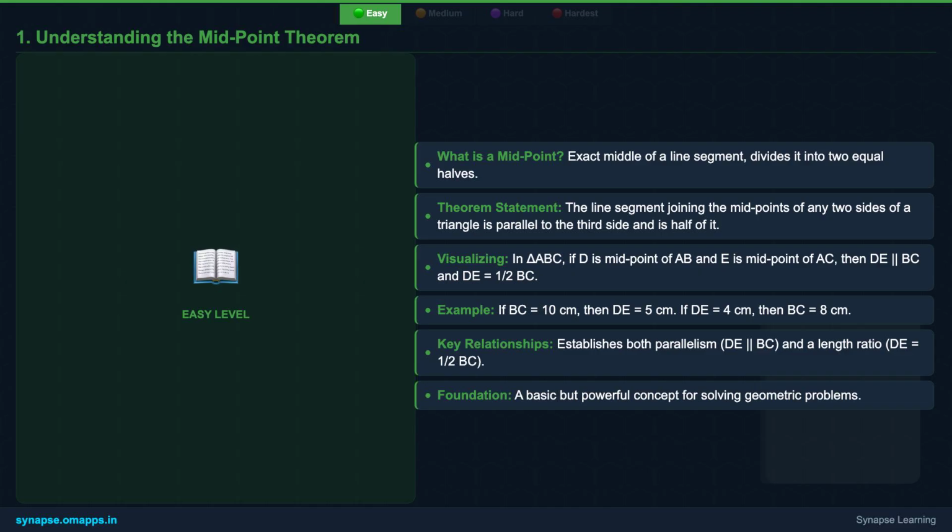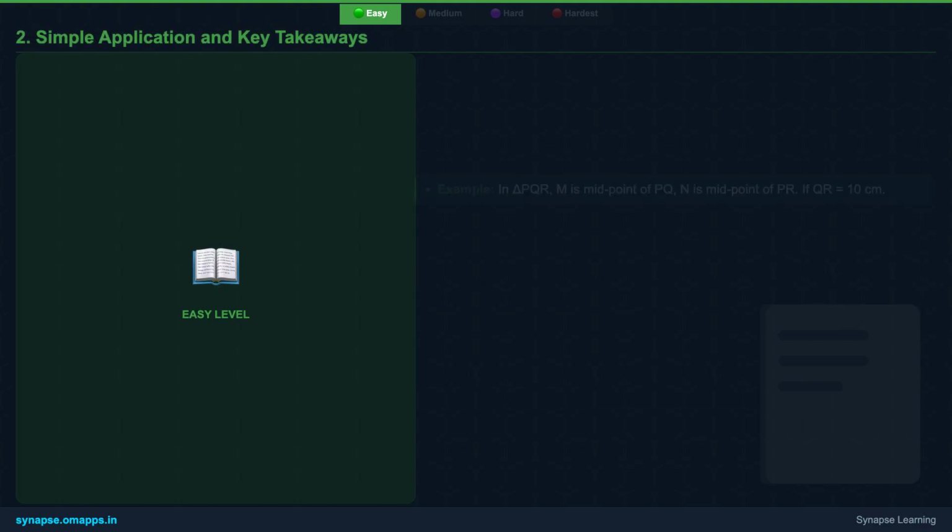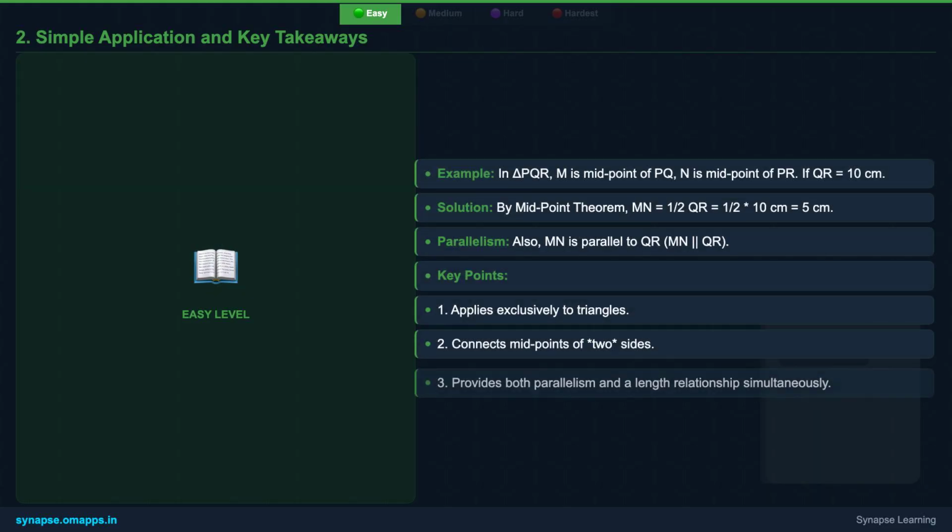For instance, in triangle ABC, if D and E are the midpoints of sides AB and AC, then the line segment DE will be parallel to BC, and it will be half the length of BC. Simple, right? Let's put this into action with a quick example.